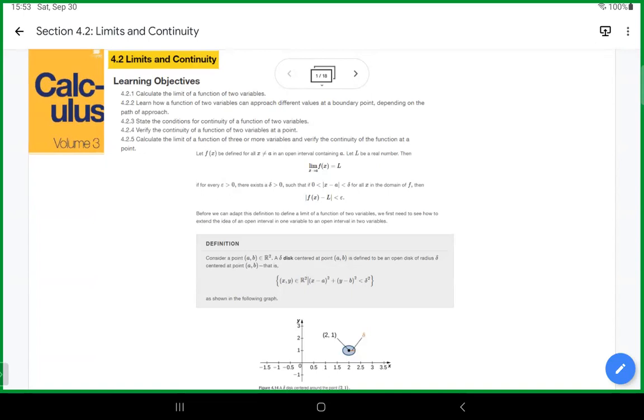So 4.2, limits and continuity. Learning objectives. Calculate the limit of a function for 2 variables. Learn how a function of 2 variables can approach different values at a boundary point depending on the path of the approach. State the conditions of continuity of a function of 2 variables. Verify the continuity of a function of 2 variables at a point. And calculate the limit of a function of 3 or more variables and verify the continuity of the function at a point.